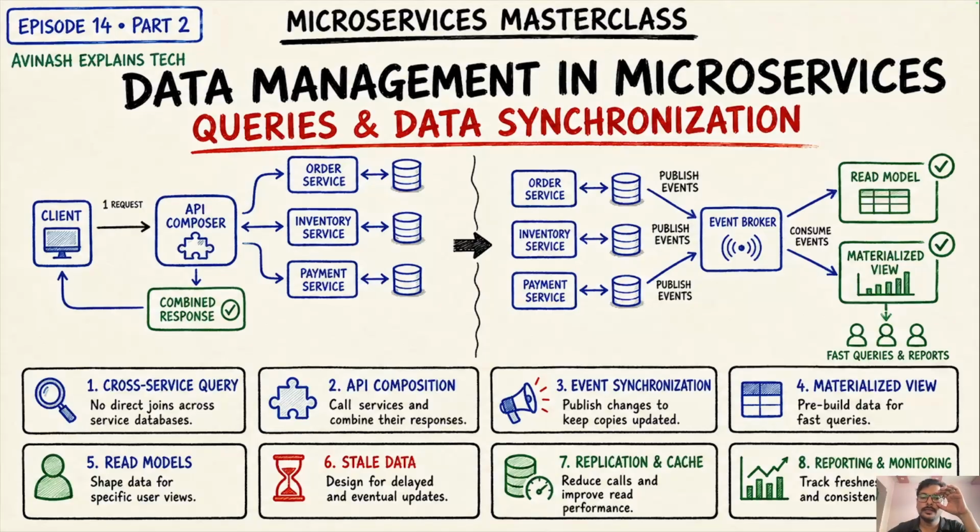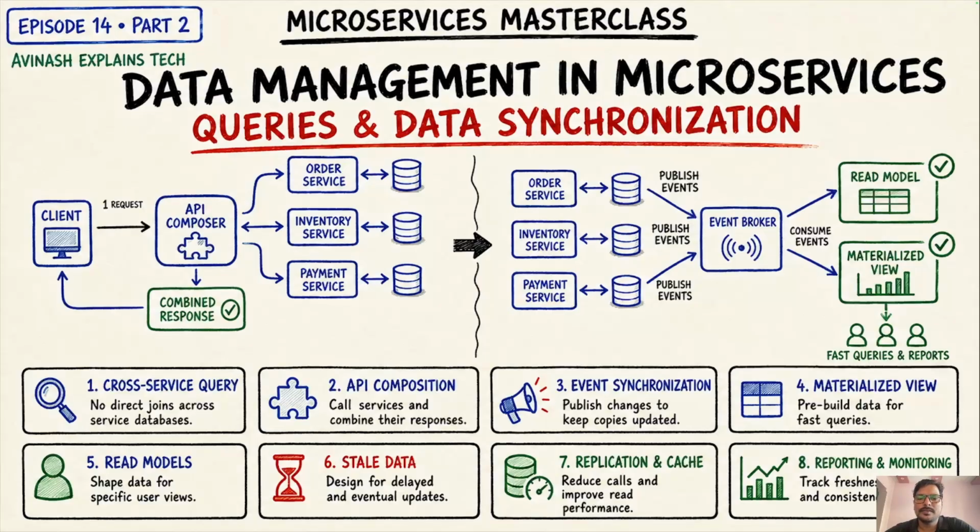So let's begin with the first section: the cross service query problem. In a monolithic application, creating an order detail page is relatively simple. We can write one SQL query that joins the order, inventory and payment tables. But in a microservices architecture, these tables may not exist in the same database.